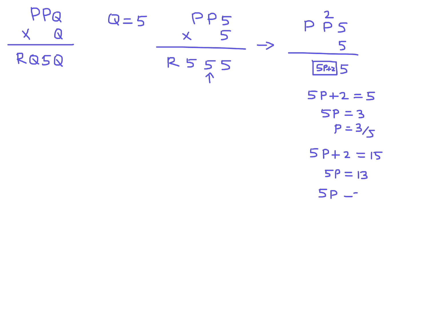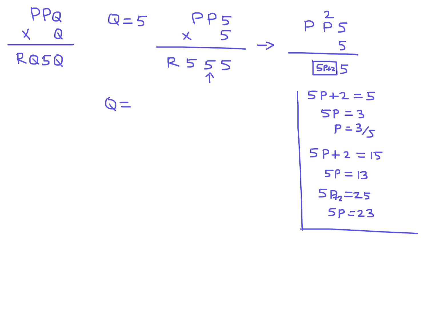How about if 5P plus 2 was 25? Similarly, 5P will be 23. Again, you don't get an integer value. And if you keep doing this, you'll notice that this scenario just doesn't work anymore. All right, no problem. Let's try Q equal to something else.